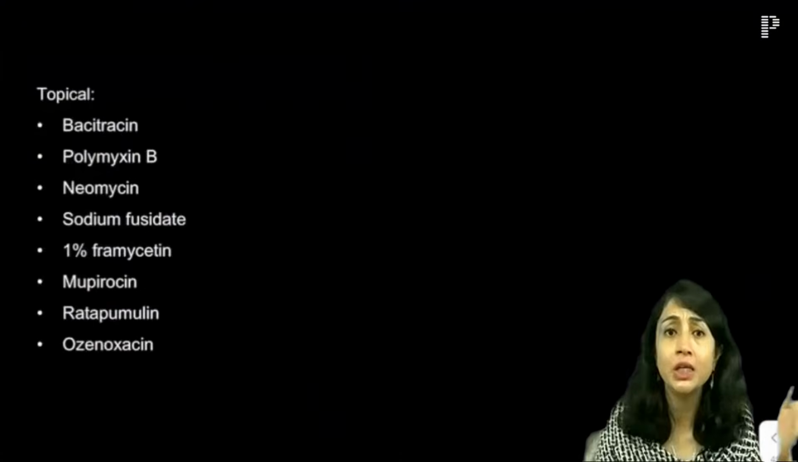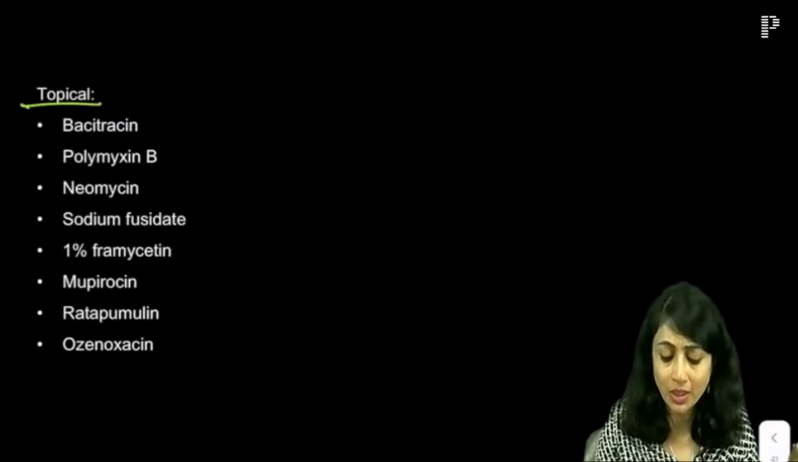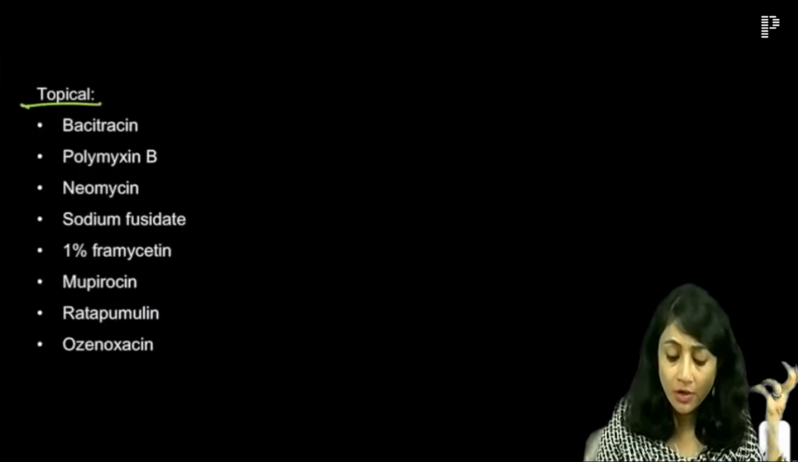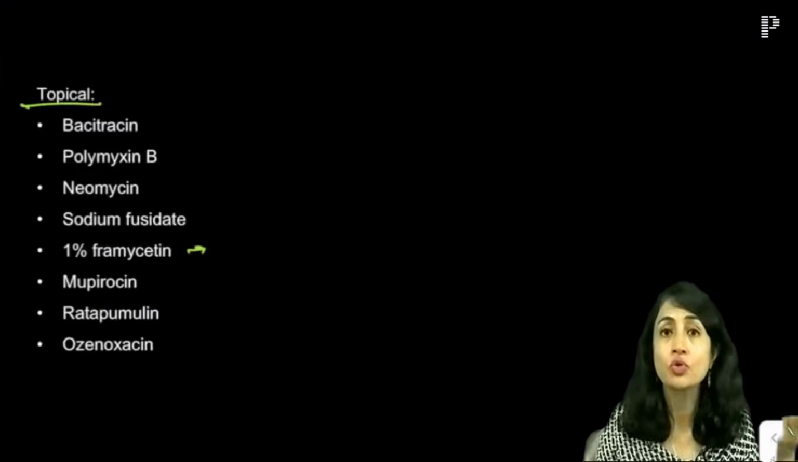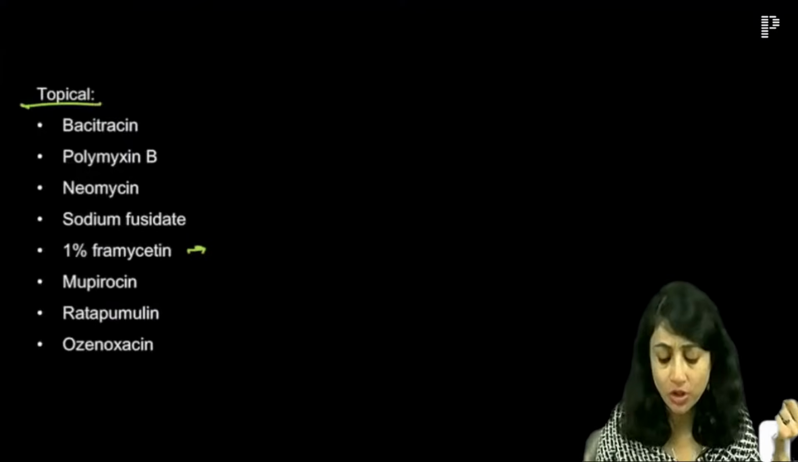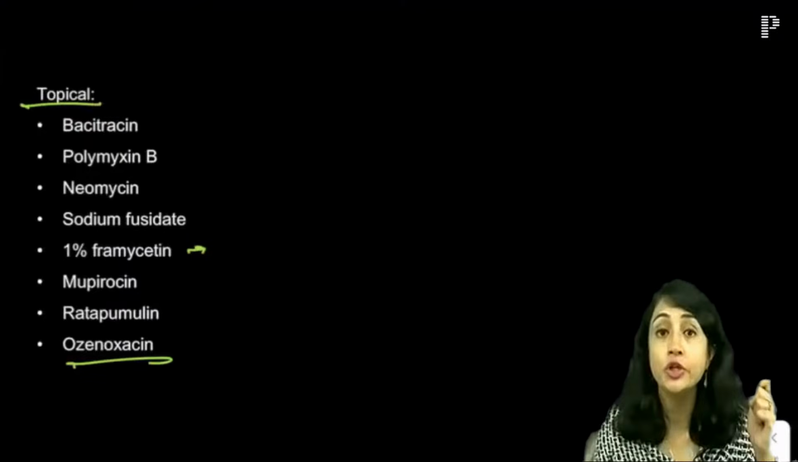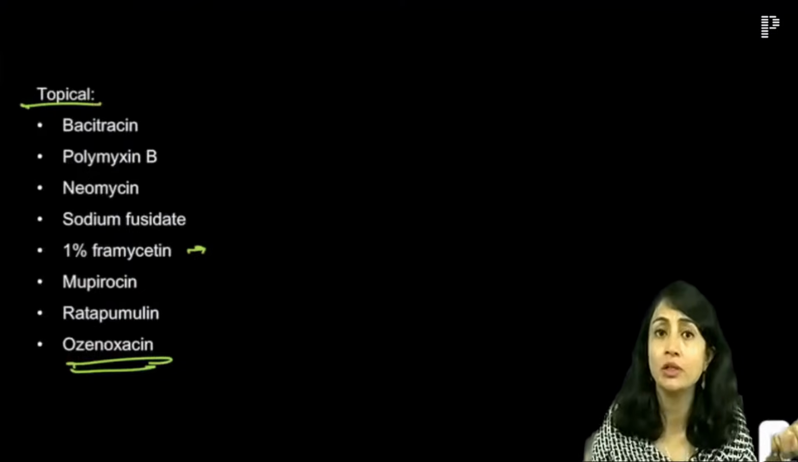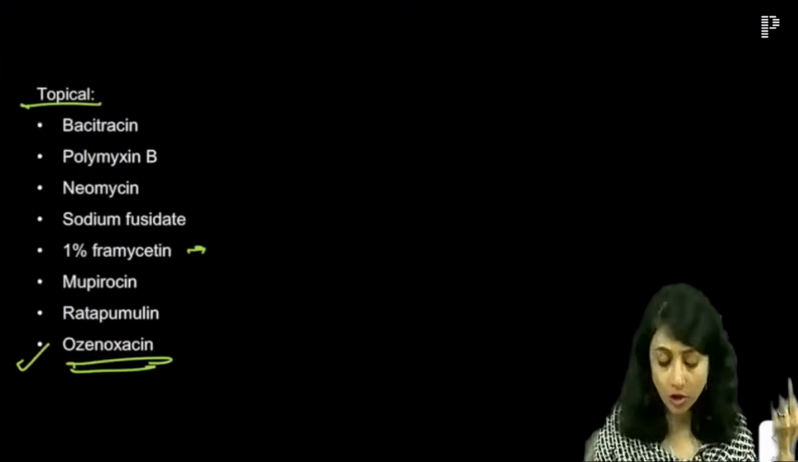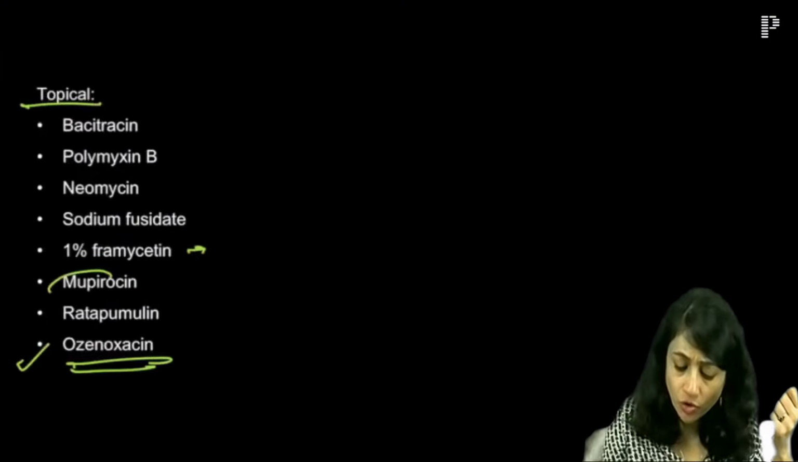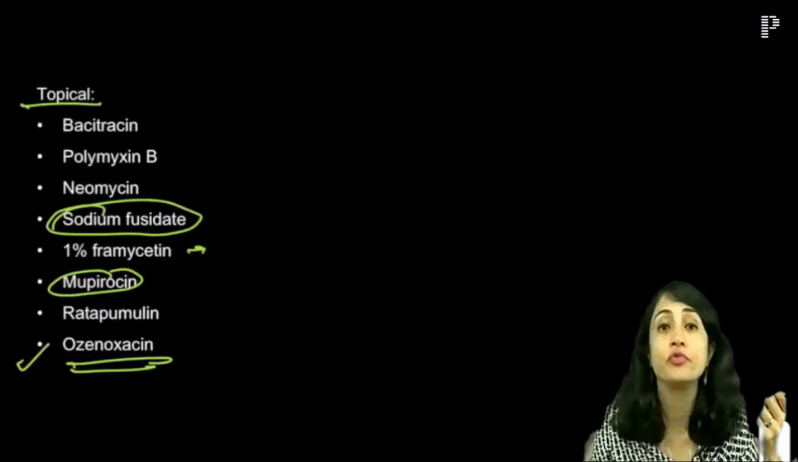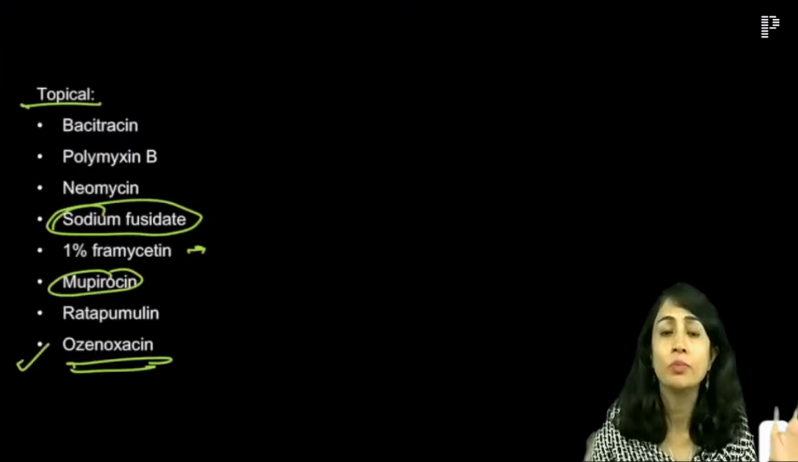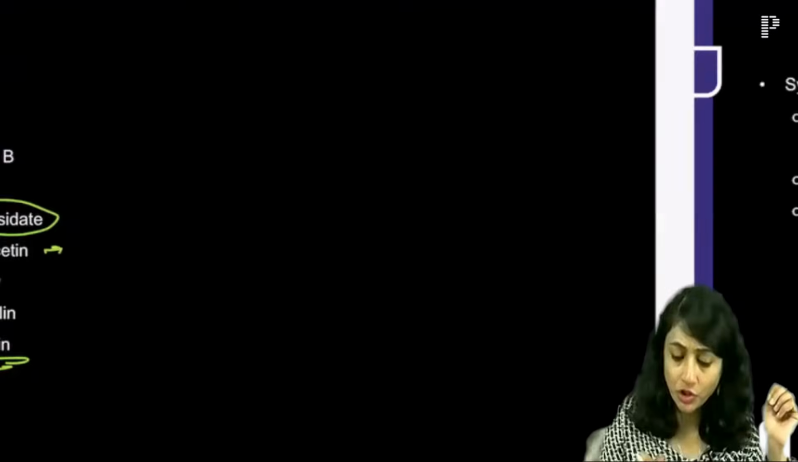Topically, there are various agents that can be used. You can use bacitracin, polymyxin, neomycin, sodium fusidate, pramycetin, which is nothing but Soframycin, which you commonly have at home, mupirocin, retapamulin, and ozenoxacin. Ozenoxacin is a newer antibacterial topical agent which is available and is commonly being used. Can be asked because it's a newer agent. Commonly, what do we use? We use mupirocin or sodium fusidate, which is very, very commonly used for topical infections.